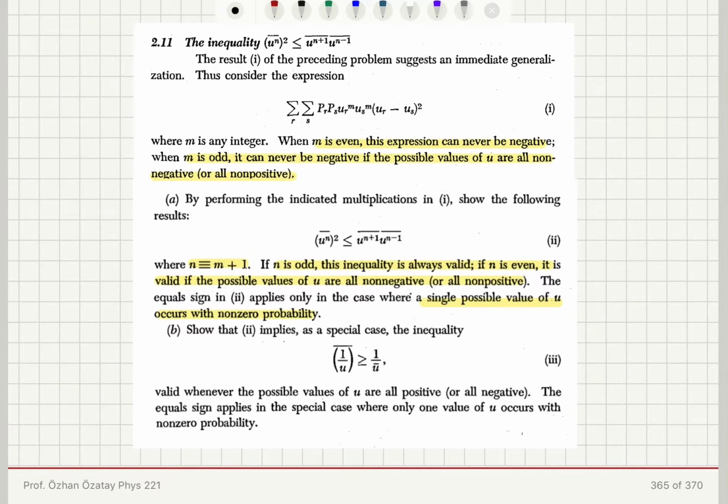Show that this implies, as a special case, the inequality that the average of 1 over u is greater than or equal to 1 over the average value of u. Valid whenever the possible values of u are all positive or all negative. The equal sign applies in the special case where only one value of u occurs with non-zero probability.